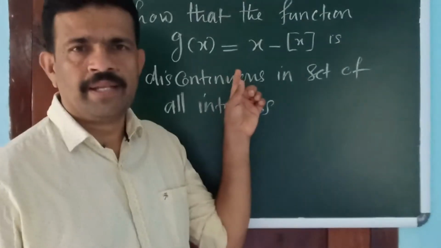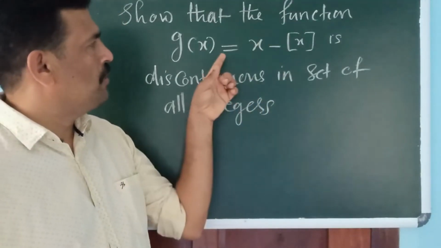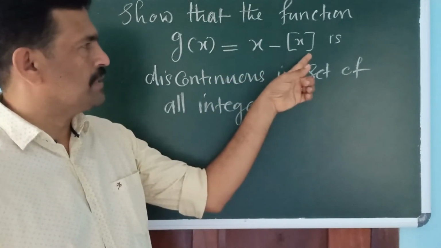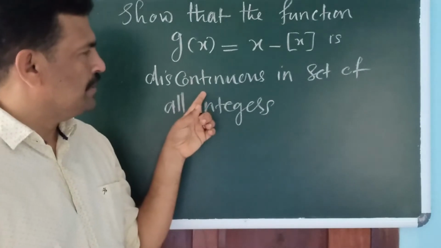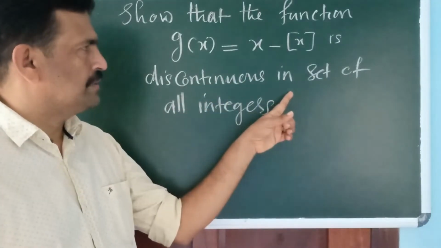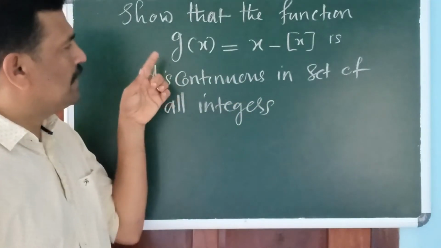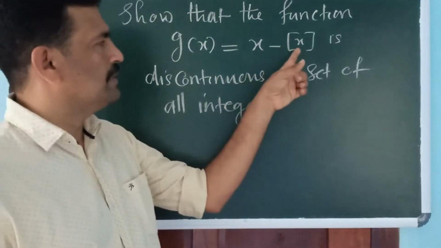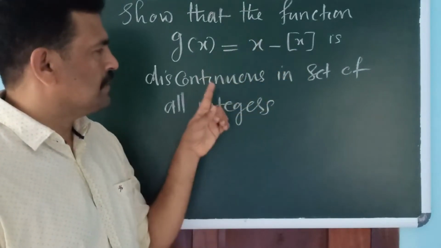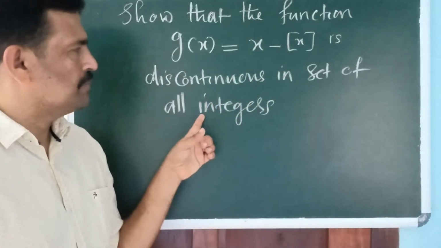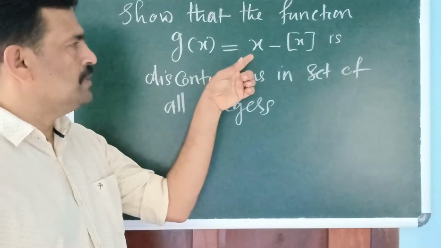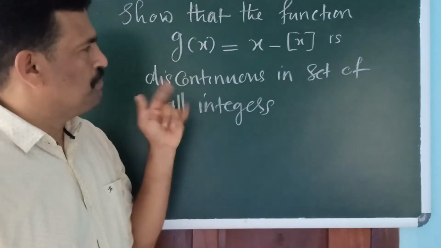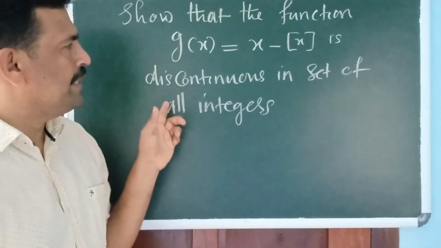Here we have to show that the function g of x equal to x minus greatest integer function x is discontinuous in set of all integers. അപ്പോൾ നമ്മുടെ എയിം എന്താണെന്ന് വെച്ചാൽ g of x എന്ന് പറഞ്ഞാൽ x minus greatest integer function x is discontinuous in set of all integers. എല്ലാ ഇൻറ്റിജറിലും g of x discontinuous ആണെന്ന് പ്രൂവ് ചെയ്യണം. ഇതാണ് നമ്മുടെ എയിം. അപ്പോൾ നമുക്ക് ഈ പ്രോബ്ലം രണ്ട് രീതിയിൽ ചെയ്യാം.